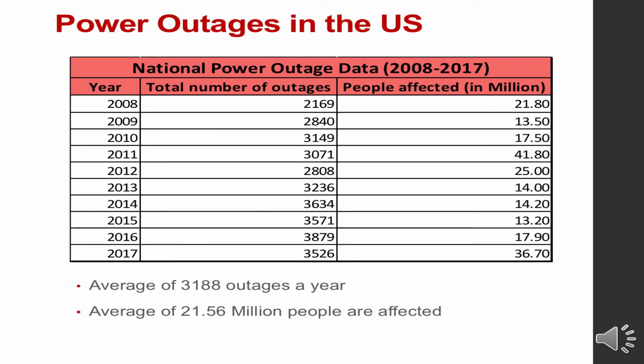This slide shows the power outage information in the US for a 9-year period from 2008 to 2017. The information in this slide is retrieved from a blackout tracker report that was published by one of the major electrical equipment manufacturer, Eaton Corporation. As you look at the overall trend in the number of outages, it has increased from low 2000s to about 3,500 outages in the last 9-year period.